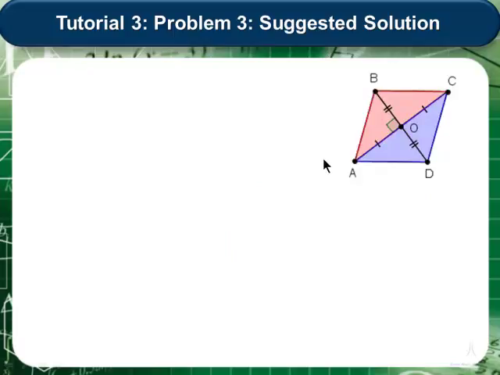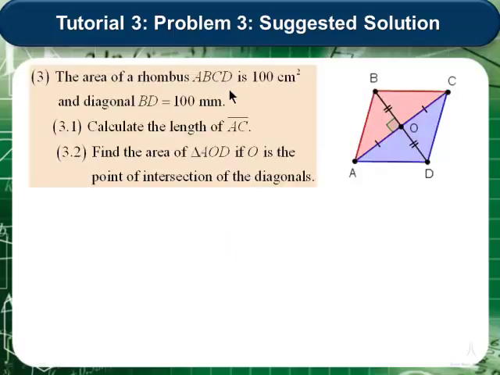Let us look at a suggested solution to problem 3 from tutorial 3. We are dealing here with a rhombus. We know the area of the rhombus. We know one of the diagonals BD. They ask us to calculate the second diagonal AC, and we need to find the area of triangle AOD, where O is the point of intersection of the diagonals.